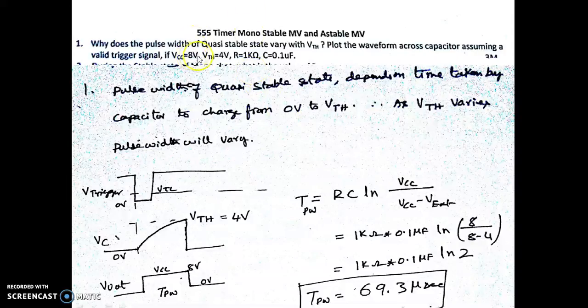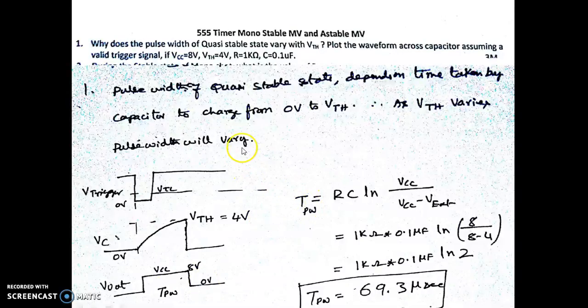And for this given specification, we are asked to plot the voltage across the capacitor and the output waveform. So now we are considering a valid threshold trigger signal where it goes below VTL, and as soon as it goes below VTL, the capacitor starts charging from 0 to VTH. Since it starts from 0, and the VTH given is 4 volts, and we know that during that charging period the monoshot is in quasi-stable state, this is the pulse width. Output voltage is 8 volts during the quasi-stable state. During the stable state it is 0 volts.